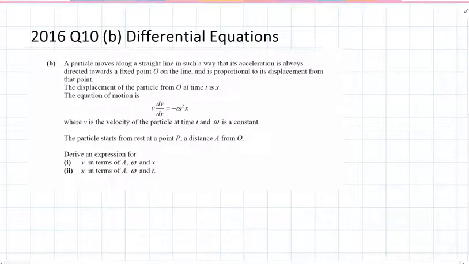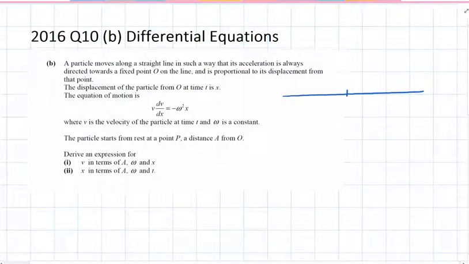This is 2016 question 10b. It's a question on differential equations. In this question, we're talking about a particle that moves along a line, and we can draw the line here, and its displacement from a fixed point O is described by the equation given.